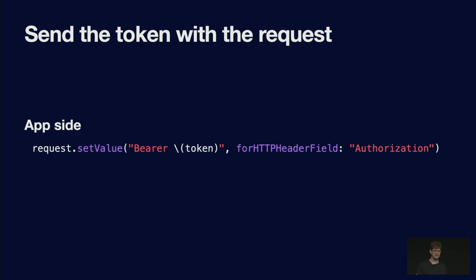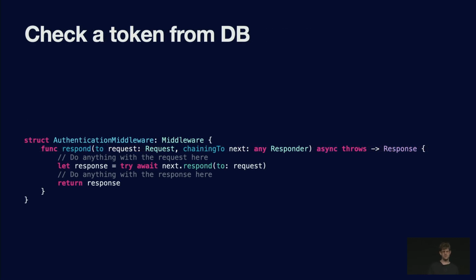Now, how do we check that the token is valid? This is where we are going to introduce a middleware. In Vapor, middleware looks like this. You need to respond to a request, and then you have the chaining to next that allows you to give the responsibility for the next request. So you can do whatever you want with the request, give that to next, get the response, and do whatever you want with the response. For the authentication part, you need to use your middleware. If you don't use the middleware, it will not be used by the system.